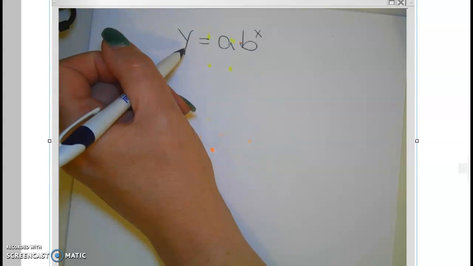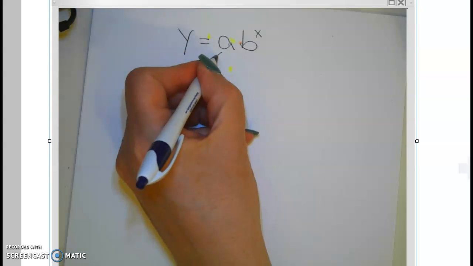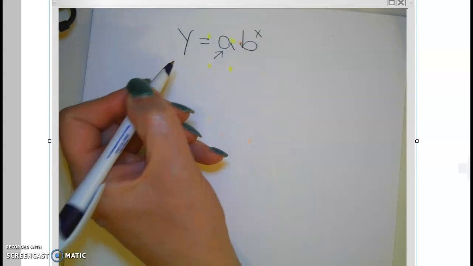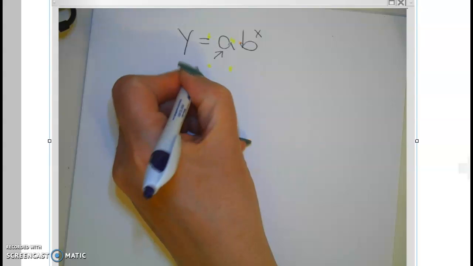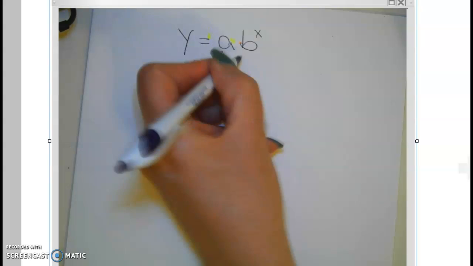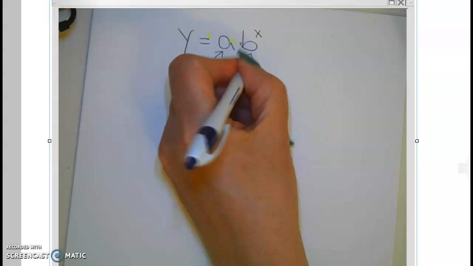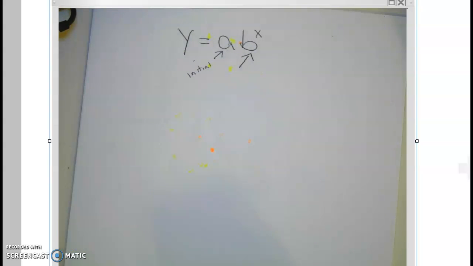Hopefully you've had time to write it down. Y equals a b raised to the x, where a is my initial value, so it's what I started with. And b is my growth factor. So my growth factor tells me if it's growing or it's decaying. Okay, so that's the factor that I'm looking for.